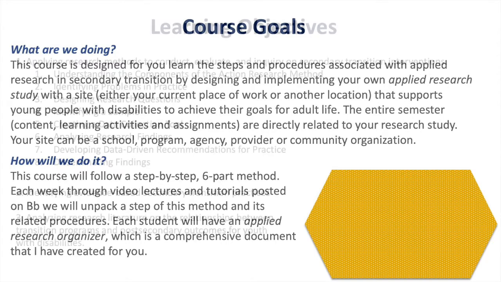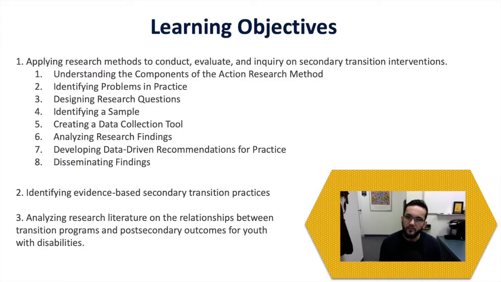Our primary goal this semester is for you to learn how to apply research methods to conduct and evaluate secondary transition practices. Over the course of the semester, you'll build understanding of the components of the action research method. We'll really do this during the first couple weeks of the course, and then we'll move on to some core applied skills such as identifying a problem in practice, designing research questions, identifying a sample, creating a data collection tool, analyzing research findings, developing data-driven recommendations, and disseminating your findings, which in this course will be done through a transition action brief.